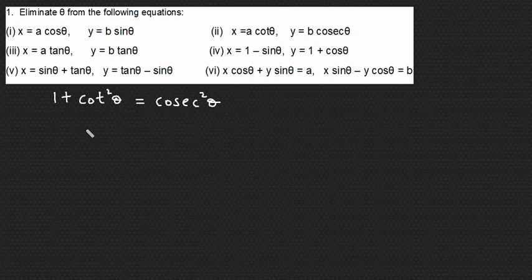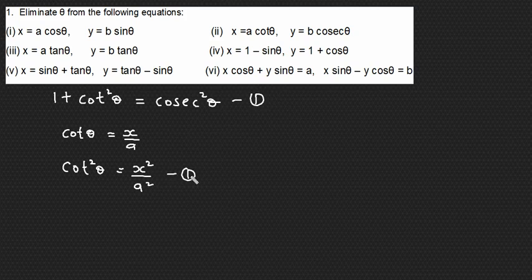So let us see, when you have x equal to a cot theta, you can make cot theta the subject, which is x over a, and when you square both sides, you get cot squared theta equal to x squared over a squared. So we have got that. And this is 1. We shall use this. Now this is 2. Then we can make cosec the subject. So cosec theta will be y over b. So cosec squared will be y squared over b squared.